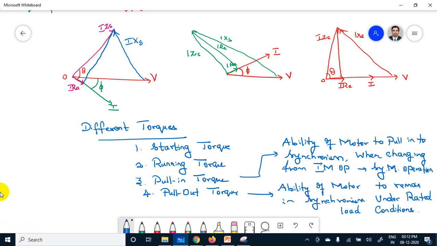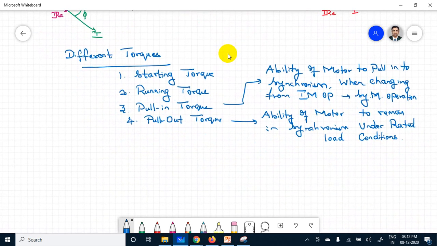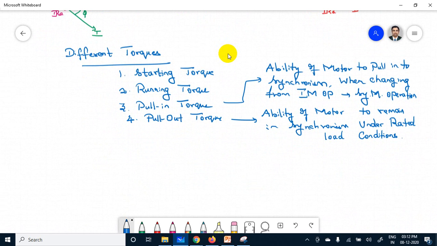Any doubts? These topics are already explained in lecture number 40. Okay, I'm just recollecting the topics, just a revision. I'm not taking any extra topics apart from your syllabus. I'm just revising the topics. Any doubts, students?